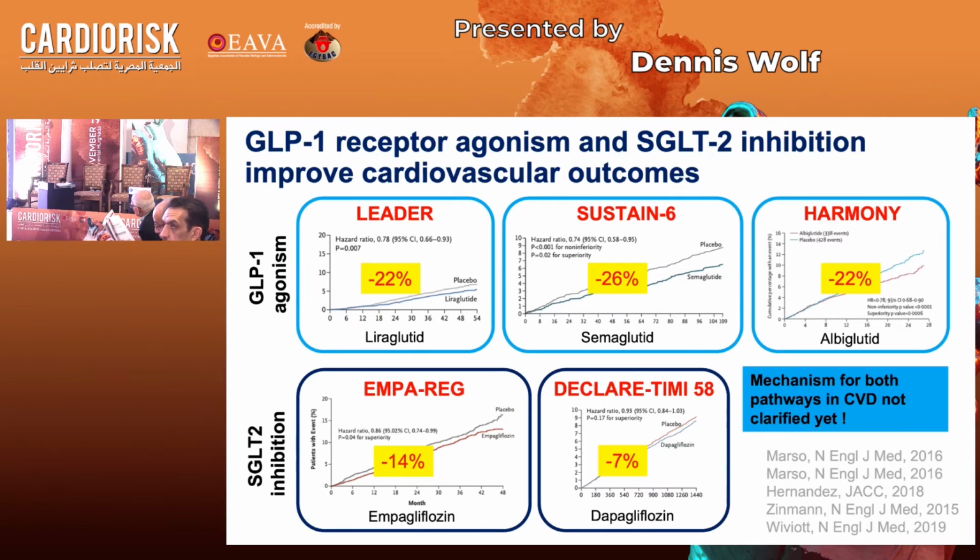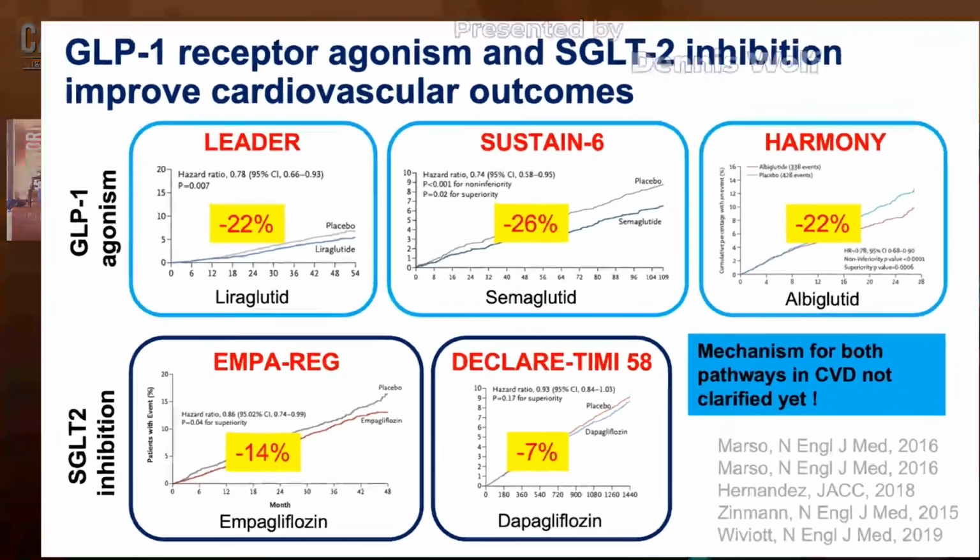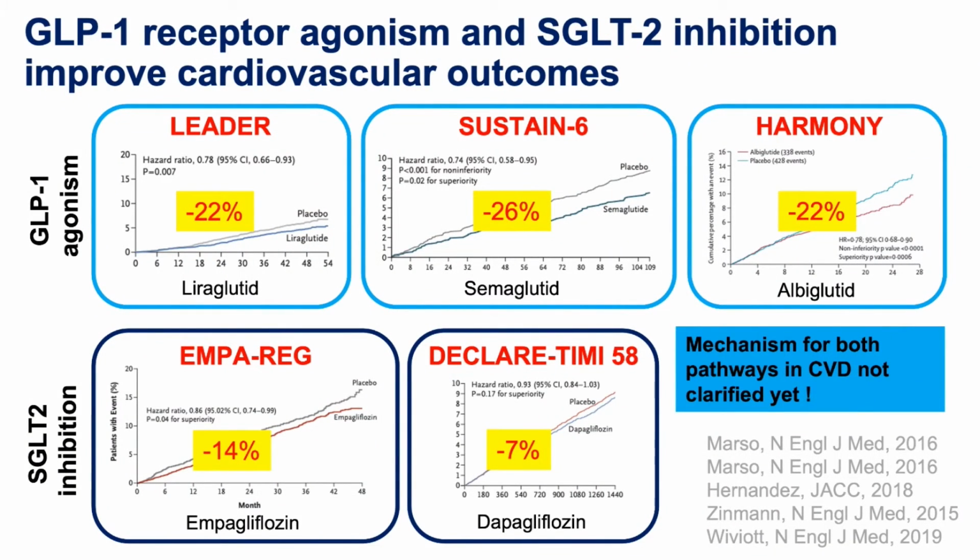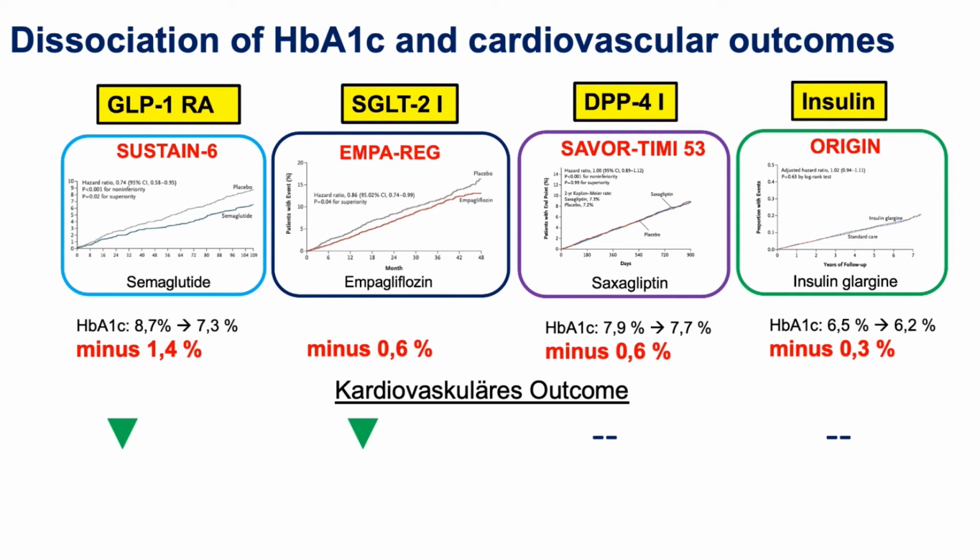Only recently the development of GLP-1 agonism and SGLT2 inhibition, as you know, has proven to be an effective therapy to improve cardiovascular outcomes. And this has been shown by many studies, some of which are shown on this slide. What we do see in those studies specifically is a very clear dissociation between HbA1c levels and cardiovascular outcomes. For instance, GLP-1 receptor agonism lowers HbA1c and lowers cardiovascular complications. Same is true for SGLT2 inhibition, but it's totally not true for DPP-4 inhibition or for insulin.